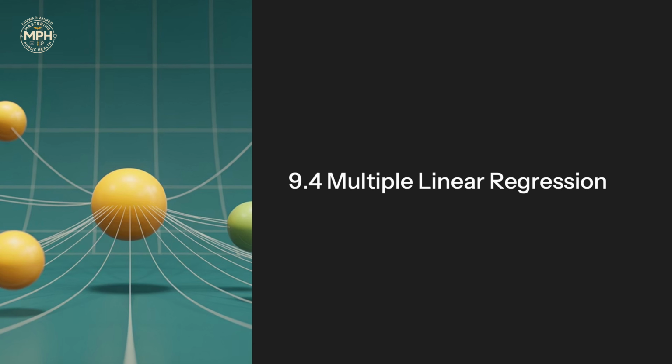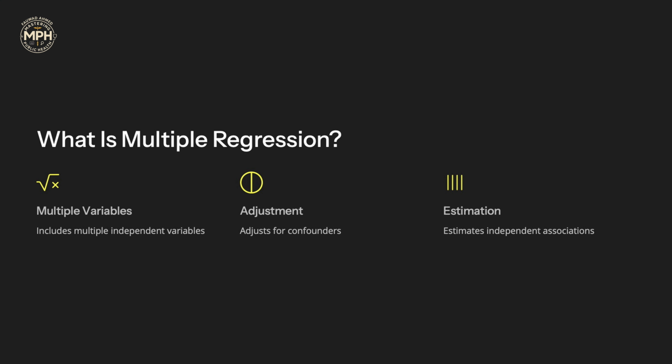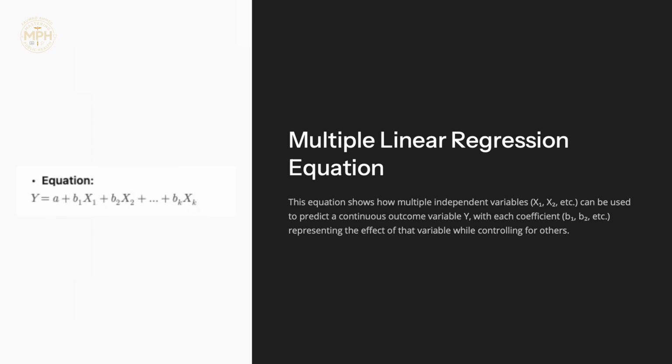Fourth is multiple linear regression. Multiple linear regression includes more than one independent variable. This allows us to control for confounders and estimate independent associations. The equation is y equals a plus b1 times x1 plus b2 times x2 and so on. Each coefficient represents the effect of that variable while holding other variables constant.